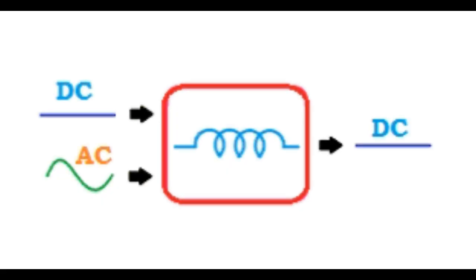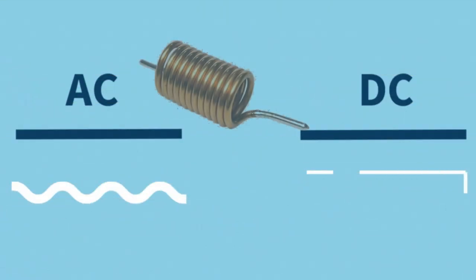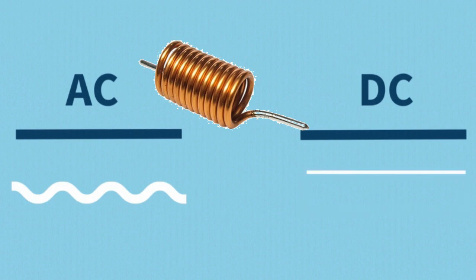An inductor blocks AC because it resists changes in current flow. For DC, once the initial electromagnetic field is built up, there is no change in current, so the inductor behaves almost like a short circuit, allowing DC to pass through with minimal resistance.